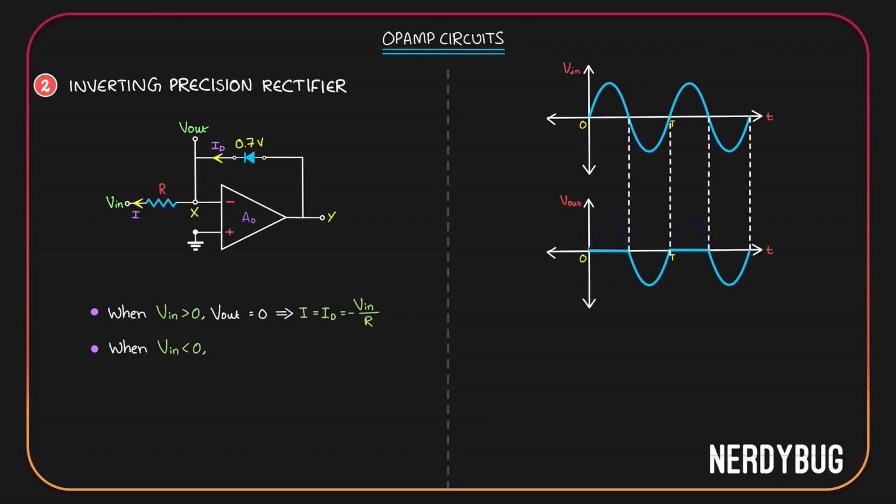When input is negative, output is equal to input. Resistor will have equal potential on both ends. So current will be 0. If we plot it, this is how it will look like.